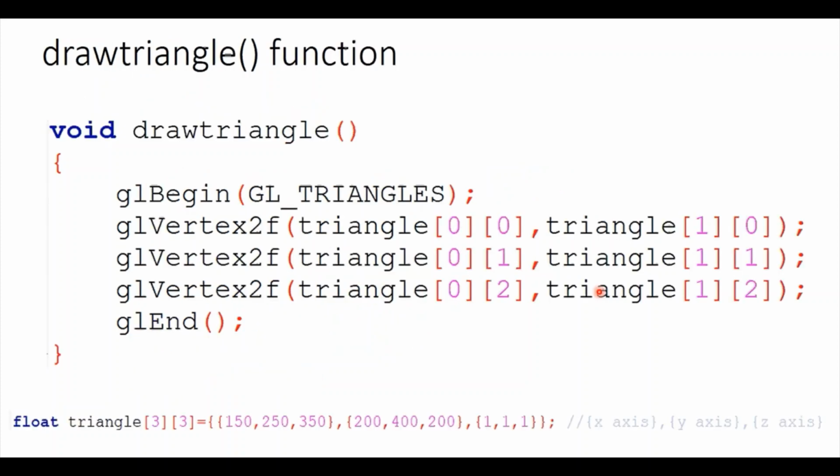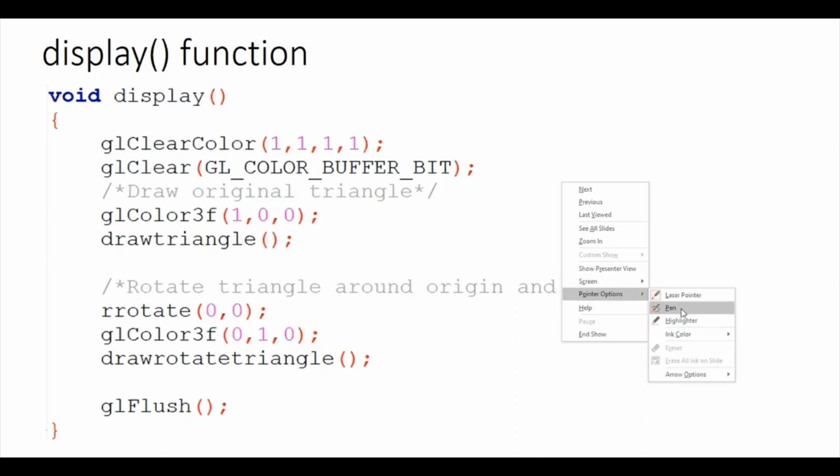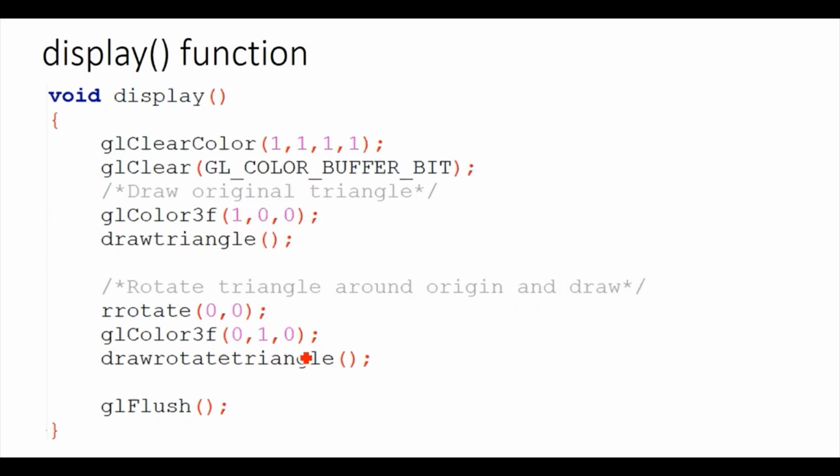So this much was to draw my original triangle. So I have cleared my background, then I have drawn my original triangle. After that, I am supposed to rotate this triangle. 0 comma 0 is what I'm passing. I'll tell you what this 0 comma 0 is. I am selecting green color and I am drawing the rotated triangle.